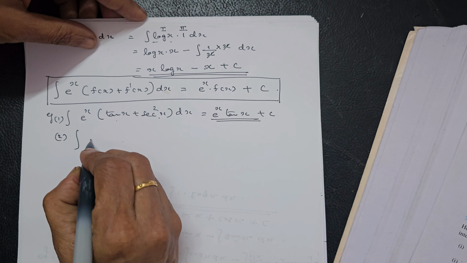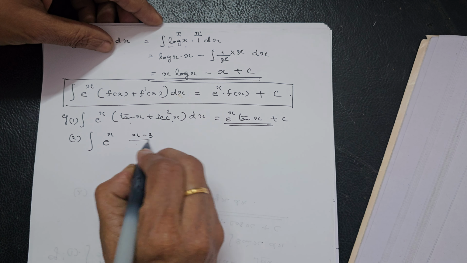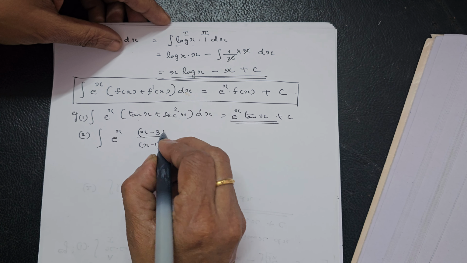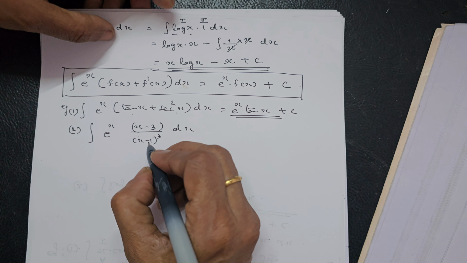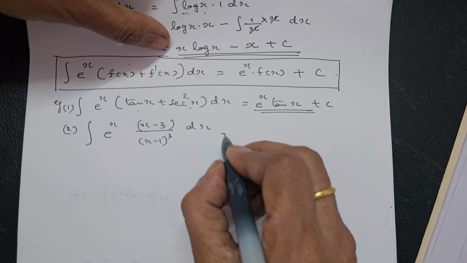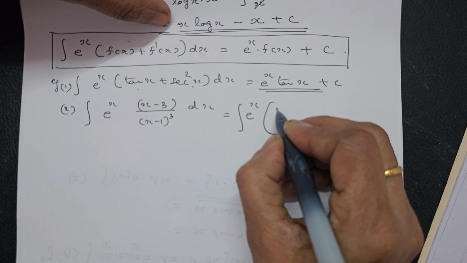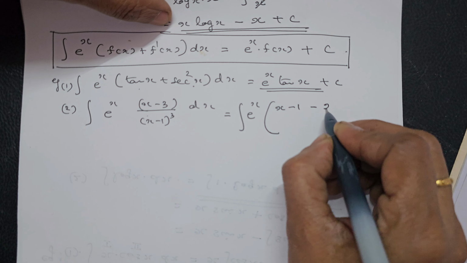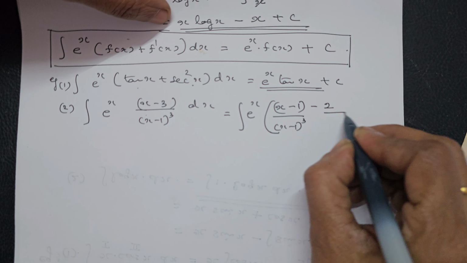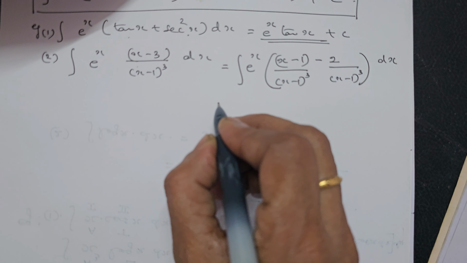Another question is a 3 mark question. It can be integral e raised to x into x minus 3 by x minus 1 whole cube dx. Even though it does not look like f of x plus f dash x, we can make it in that particular form. How can we make it? Look at this. It is e raised to x into, we can rewrite x minus 3 as x minus 1 minus 2, divided by x minus 1 whole cube dx.